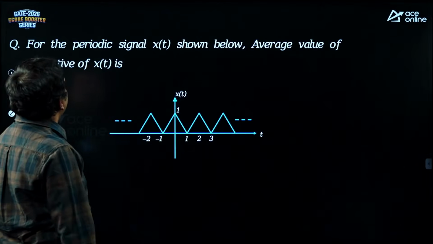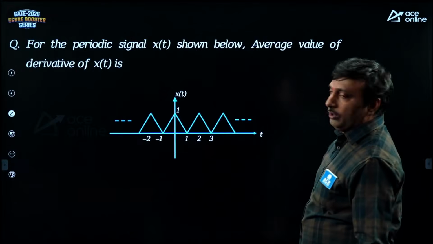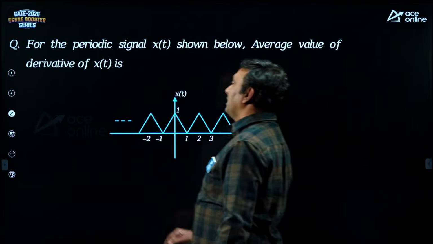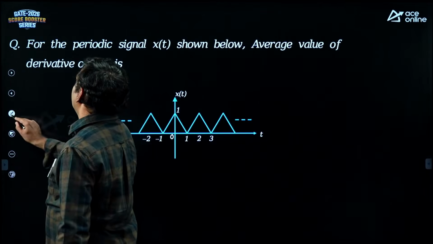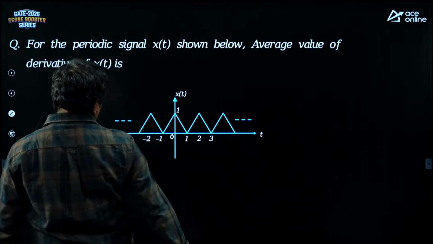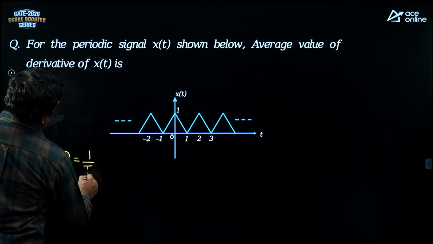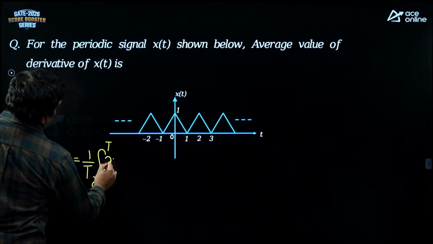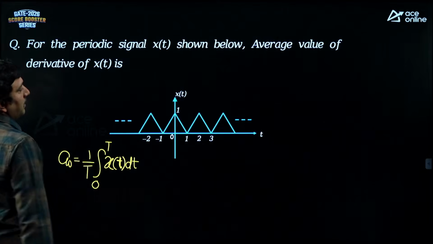Let us see this model. For the periodic signal shown below, what is the average value of the derivative of x(t)? He is not expecting the average value of the original signal, but of the derivative of x(t). Generally, what is the average value definition? Area of the signal over one period by the fundamental period.